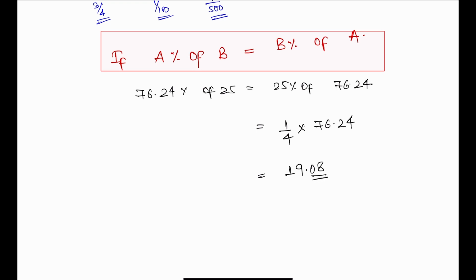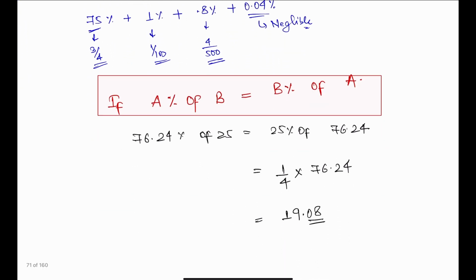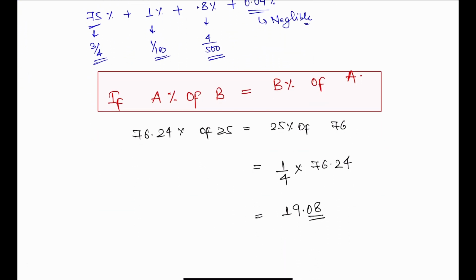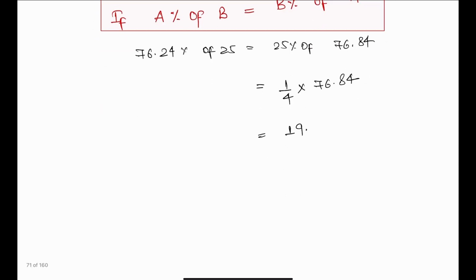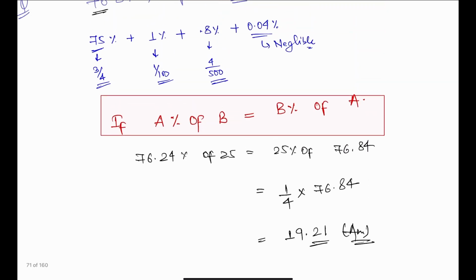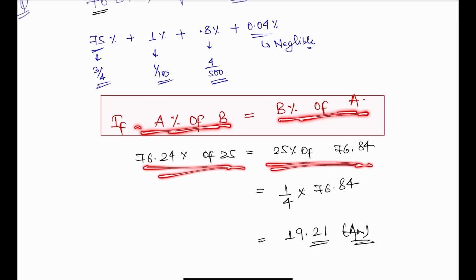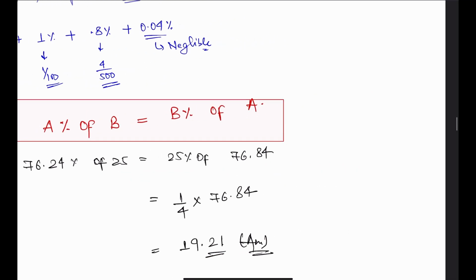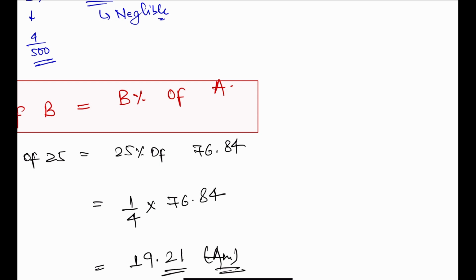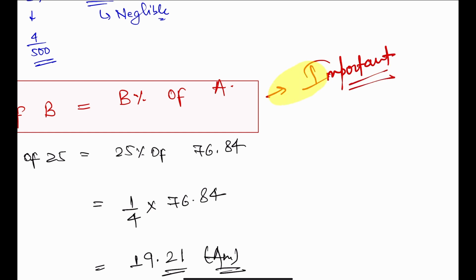So 7684, right? Sorry, over here one mistake. 7684. 24 also we can do, and the answer will be the same. So it doesn't require us to solve all the way through these things. We just need to do this one and understand that A% of B is equal to B% of A. That's how we can solve. This is really important to remember, so that when I do the revision, I will make sure to revise this.